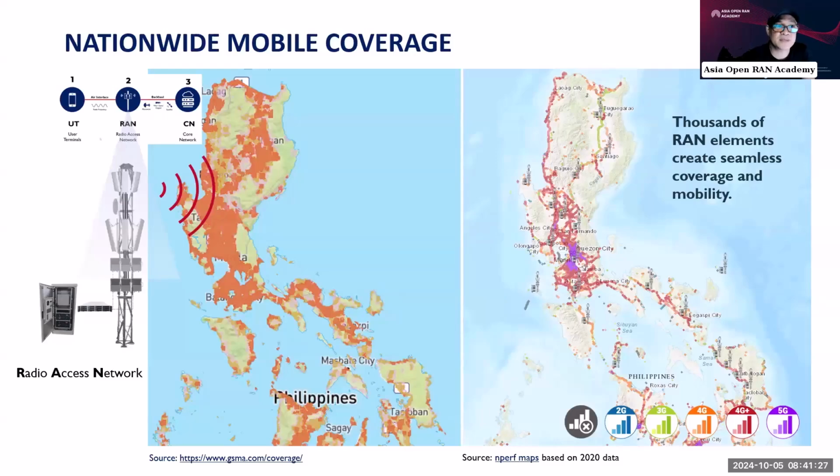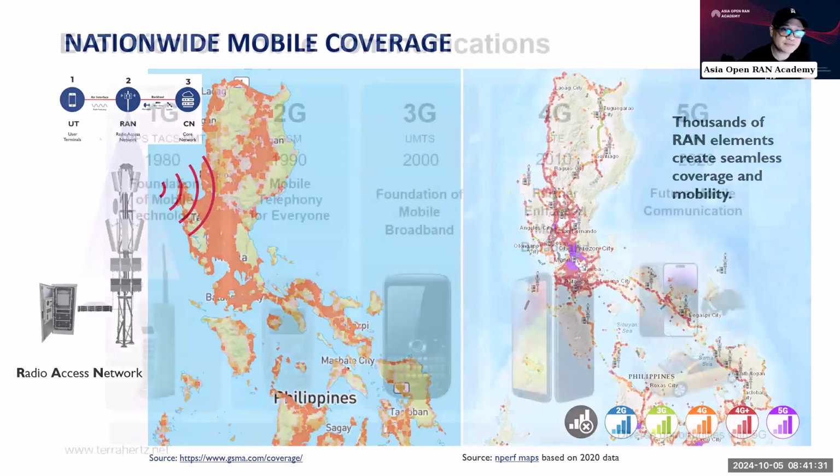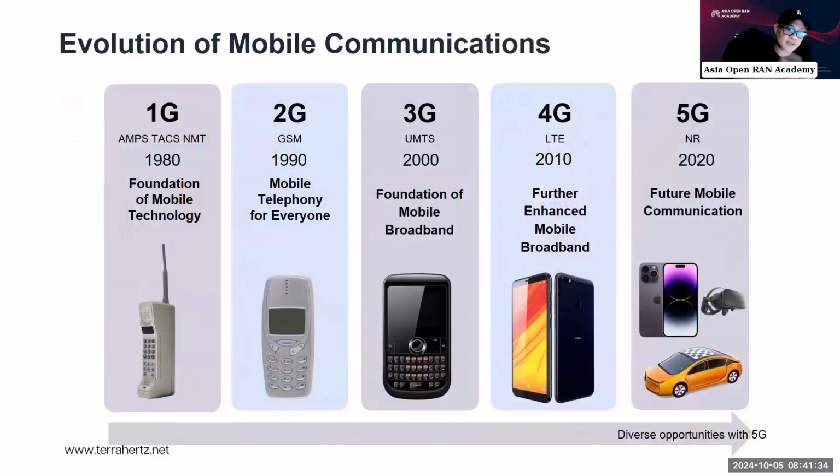And it depends if the cell site or radio access network is 2G, 3G, 4G, or even 5G capable. Okay. Now let's move on to the evolution of mobile communication. As we mentioned, the wireless technology is evolving. So from 1G, which is AMPS, TACS, or NMT, started in 1980. It's the foundation of mobile technology.